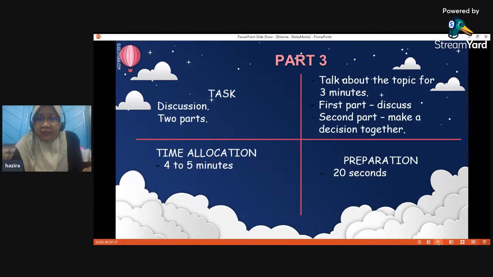And right after that, in the second phase, within that 3 minutes, you need to make a decision. Awak kena buat satu keputusan bersama. You have to make a decision together. So you need to come up with a decision. Decision means you wrap your points and then you choose one good point. Do it together. So both of you must agree to that one point.